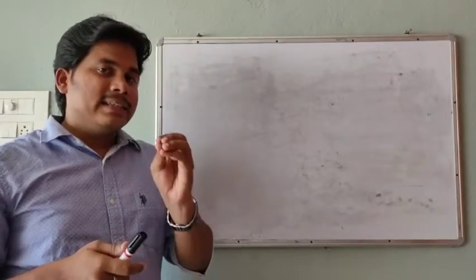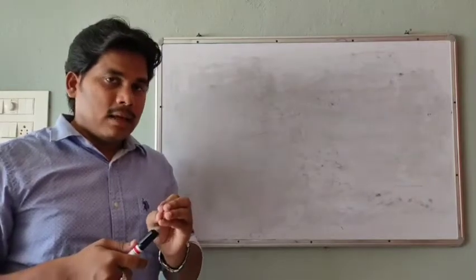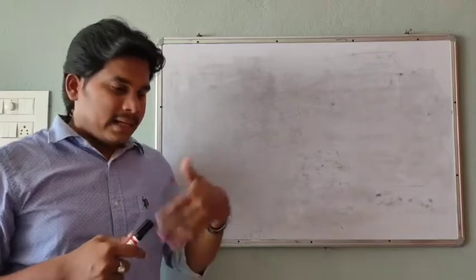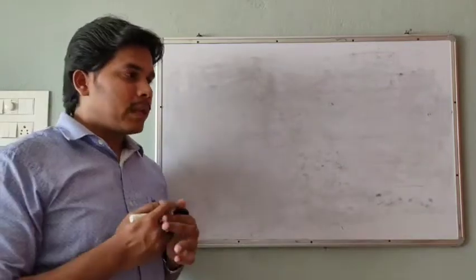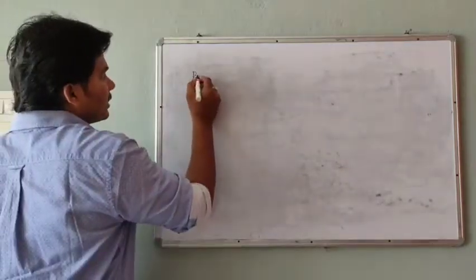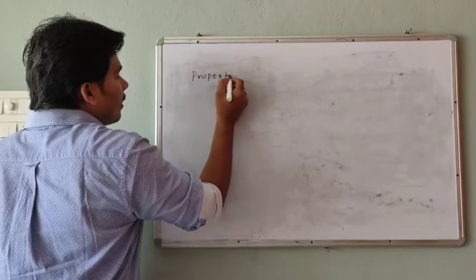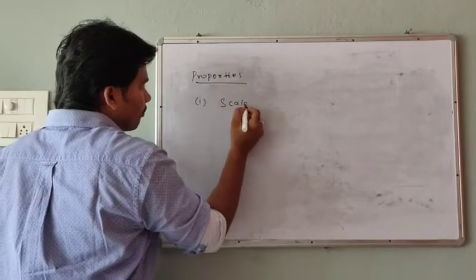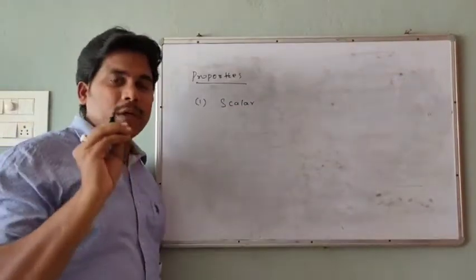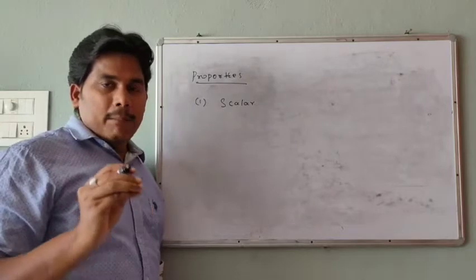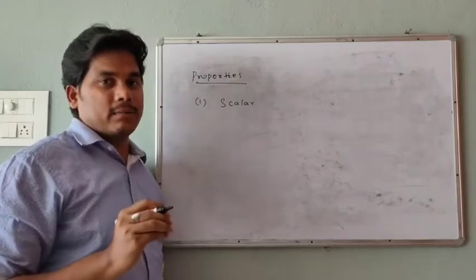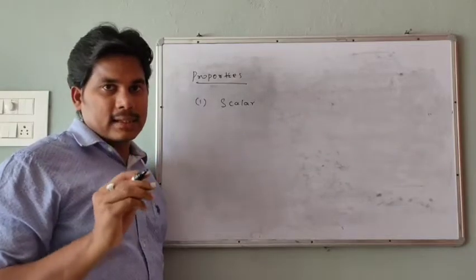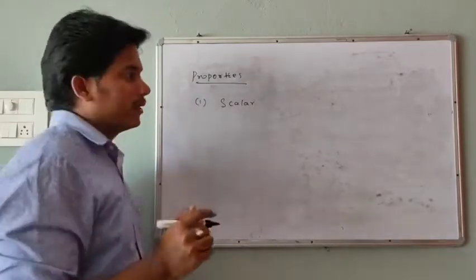In the same way, there are some applications for which this charging is most important. Next, we will discuss the properties. What are the properties? First, charge is a scalar quantity. As we know, charge moves in a particular direction, but it is a scalar property. Why? Because it has only magnitude, there is no direction. That's why charge is a scalar quantity.